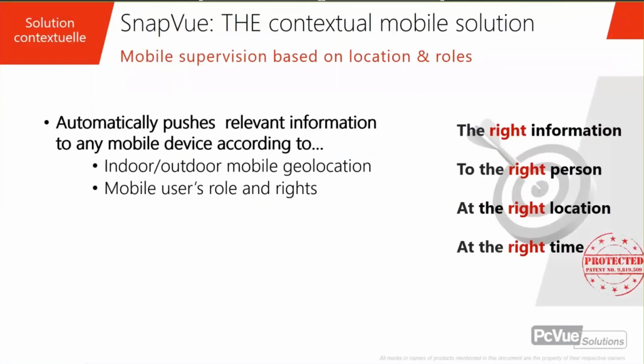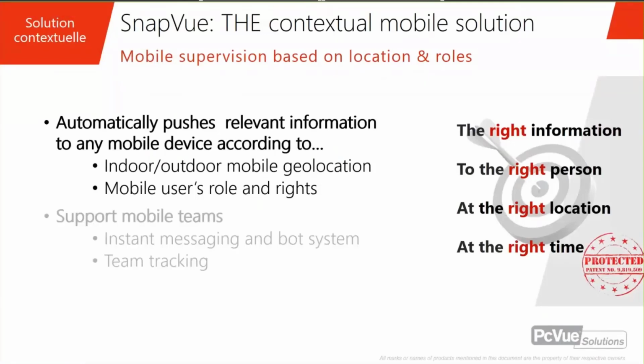It also supports mobile teams. It means that SnapView users can exchange messages, and it's also possible to track some teams for security, for example, on the map. So basically, the solution is based on a mobile app, geolocation, and services.